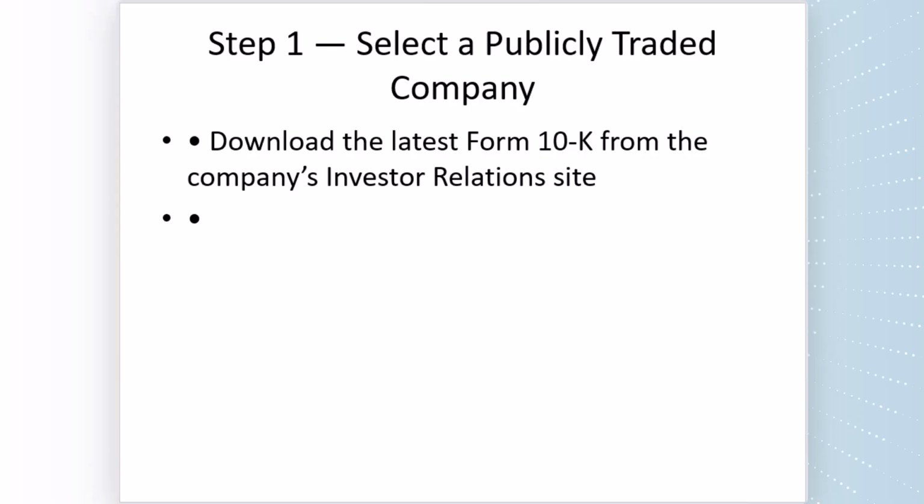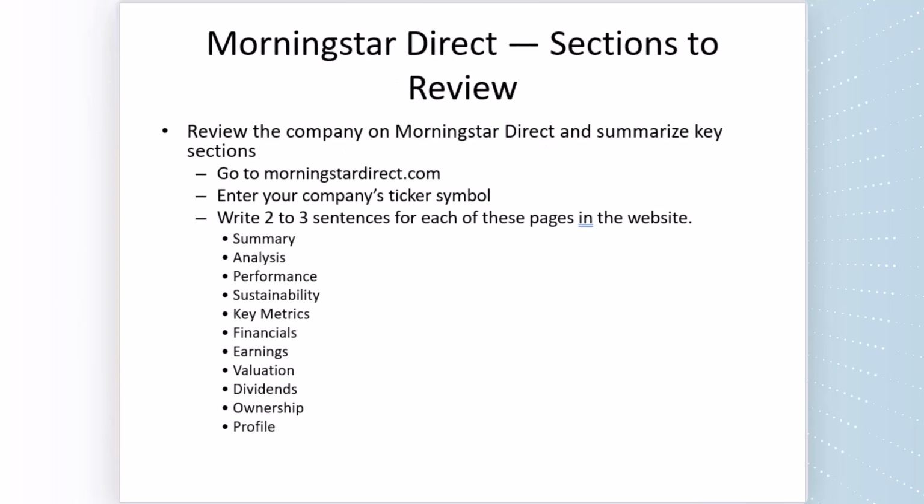You need to download the latest Form 10K from the company's investor relations site. So you go to the company's website, scroll down to the bottom, or sometimes it's even at the top where it says investors. Click on that and find their annual 10K. Get the most recent.